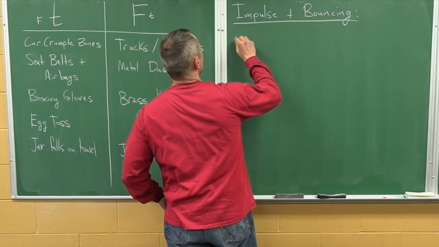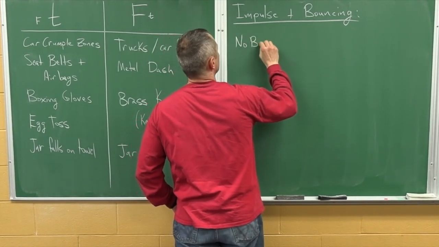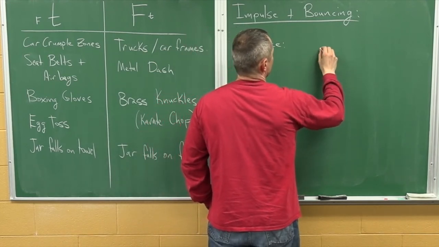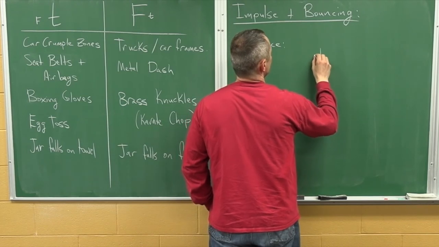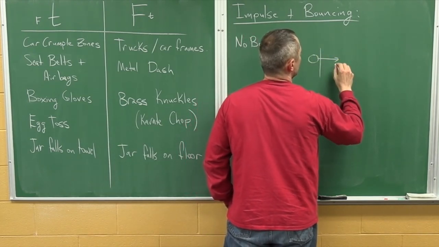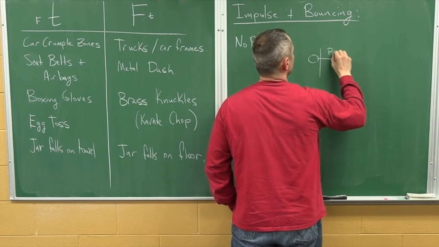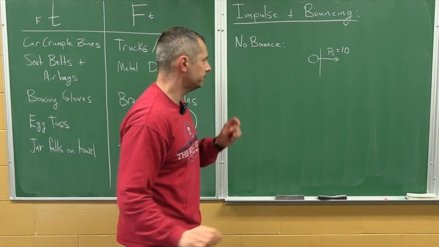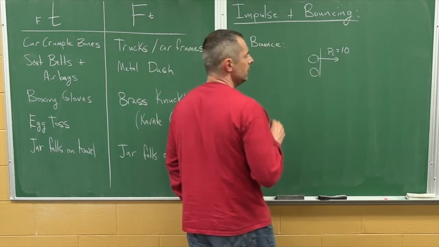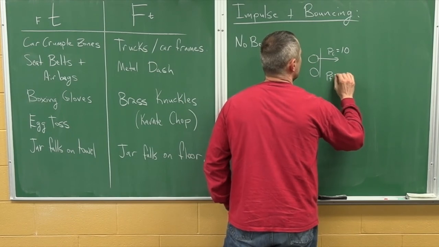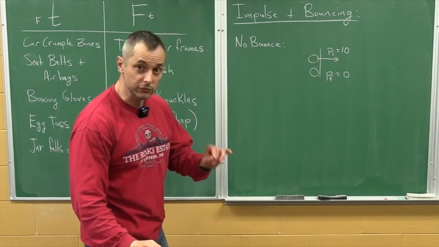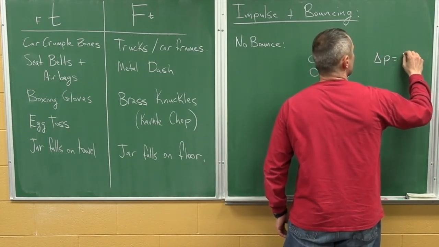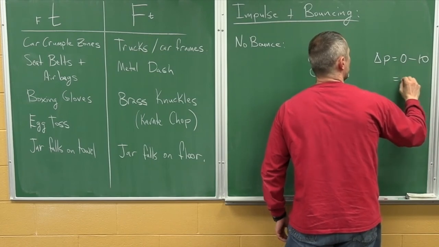So let's suppose we have no bounce. So the ball comes in, hits a target, and let's suppose it comes in, and I'll just make up a number, P initial equals 10. Forget about the units. Let's just keep it as simple as possible. And then it hits, P final, no bounce, is 0. The delta P in this case is final minus initial, or negative 10.